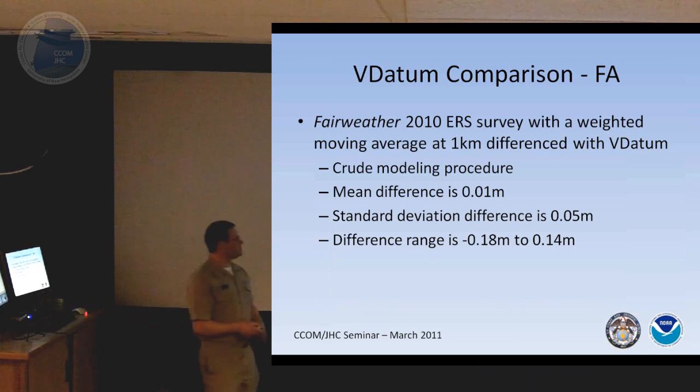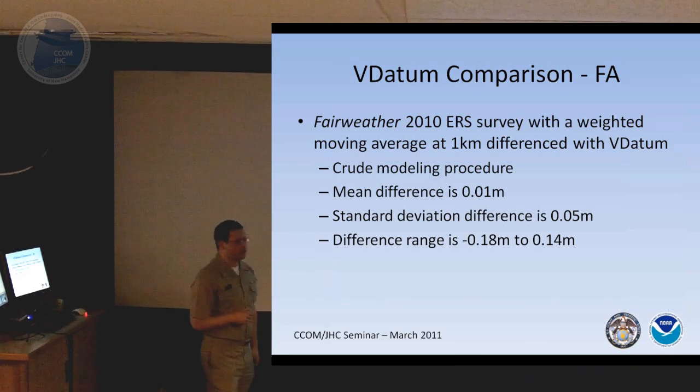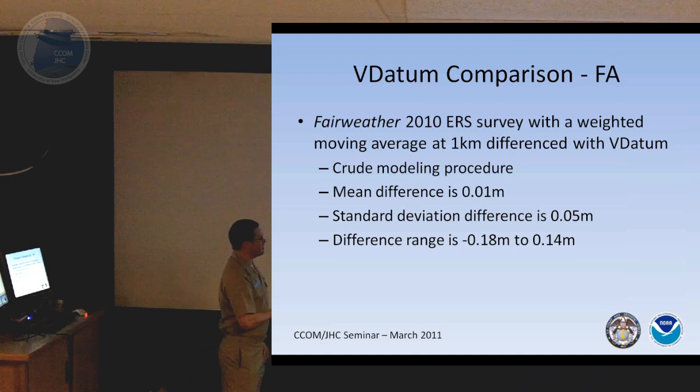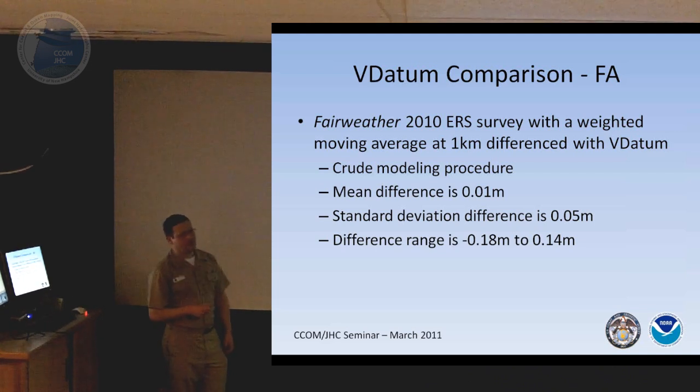So for that particular surface we were just looking at, with a 1 kilometer moving average difference with VDatum, you end up with about a centimeter difference in the mean, and you end up about 5 centimeter difference for standard deviation. You can see the range here is a little bit larger than I might like, but I think that's partly because of how I'm going about doing the smoothing process. I think there are better ways to do that, maybe a regression technique, but that's something that still needs to be improved.